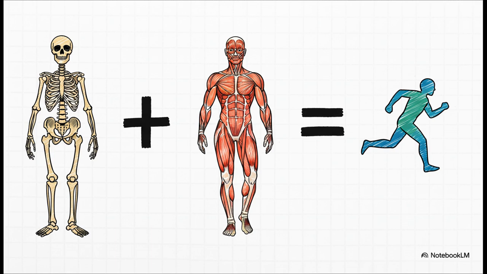Think of it like this. Your skeleton is the strong, rigid frame of a car. It gives you structure, right? But a car frame can't go anywhere by itself. It needs an engine. And that's where the muscular system comes in. It provides all the power, the force needed to actually move that heavy, rigid frame. The two together, that's our locomotor system.